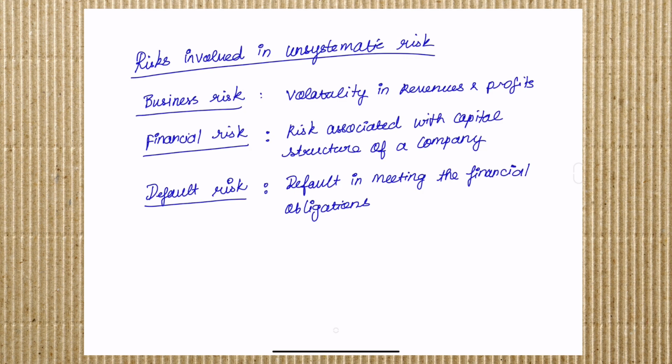A business risk is a risk which involves volatility in revenues and profit. Due to something happening, the business revenue or profit will be affected. In that case, it is considered to be a business risk. You can see it is sector specific and business specific, so it's controllable, so it's unsystematic risk. Financial risk is the risk associated with the capital structure of the company. For example, the company is having lots of debt financing, so the financial leverage is higher. In those cases, there is a financial risk.